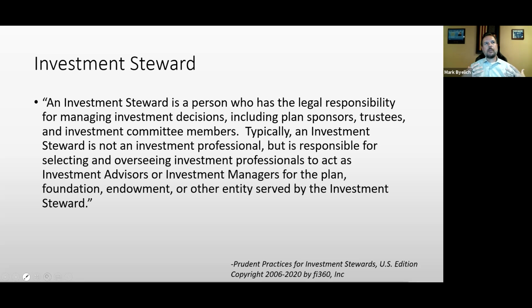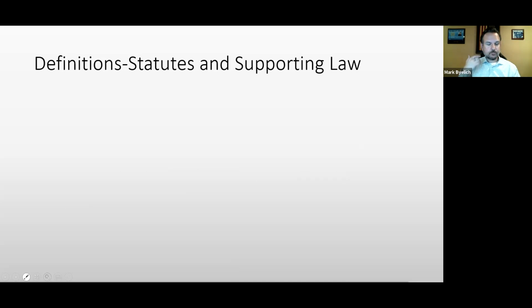So wouldn't mom and dad, aunt and uncle, whomever you're responsible for, fall into the other entity served by the investment steward? I would say they would. And there's definitely some legal basis for that. I have to say, I'm not an attorney. This manual has a bunch of supporting law, which attorneys love. There'll be case law quotes in there when they talk about processes. And I know attorneys like that. That's one of the reasons why the continuing legal education has been so well received over the years.